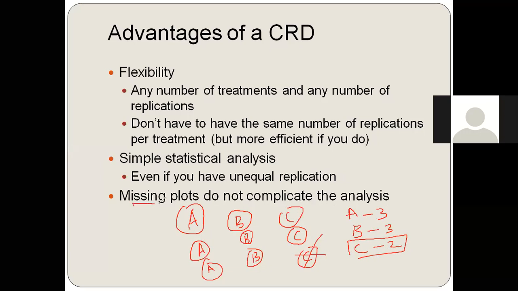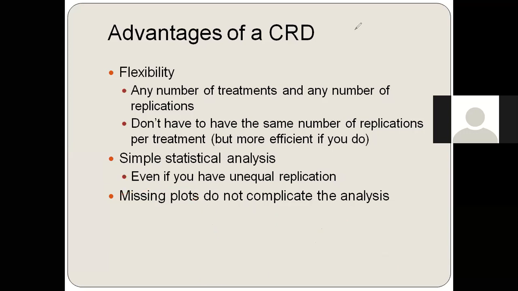So even if there are missing plots, each of these can be considered as a plot. Even if one is missing, we can still complete the analysis in the CRD. That is the specialty of CRD. We obtain the maximum error degrees of freedom. We will talk about what this error degrees of freedom is. Right. Next one is design construction.